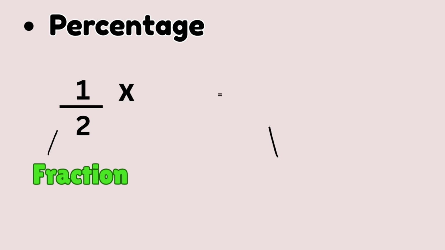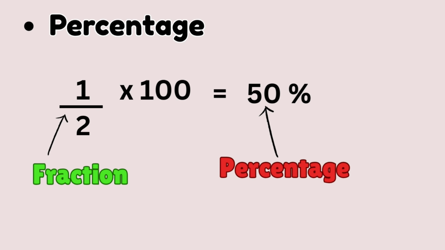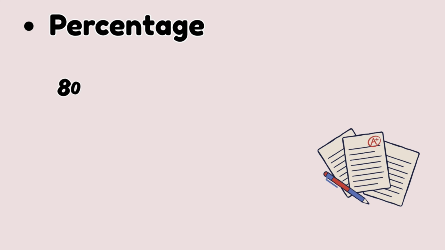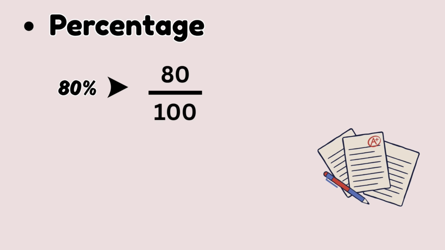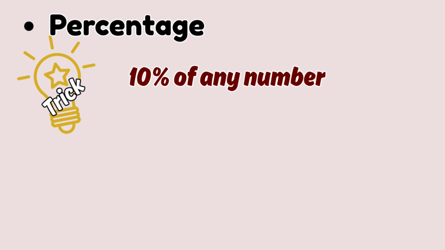Percentage. Percentage is just a way to express a number as a fraction of 100. In simple words, it tells us how much out of 100. If you got 80% in a test, you scored 80 marks out of 100. Easy, right? Quick trick. To find 10% of a number, just move the decimal one place left.